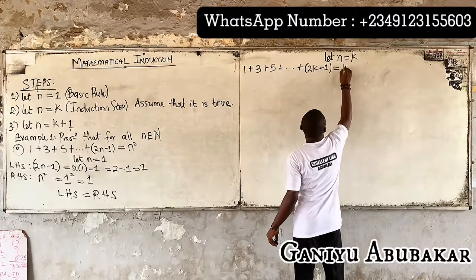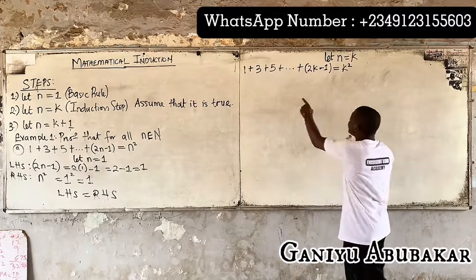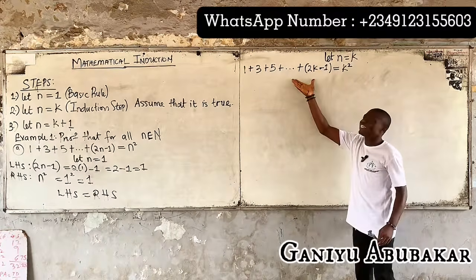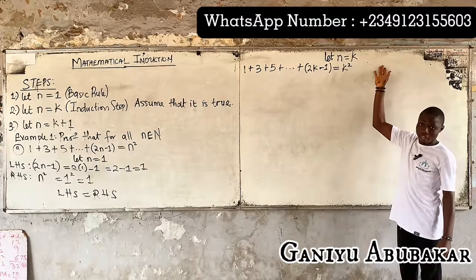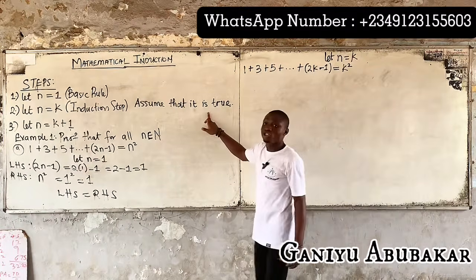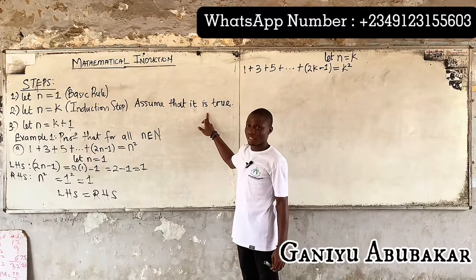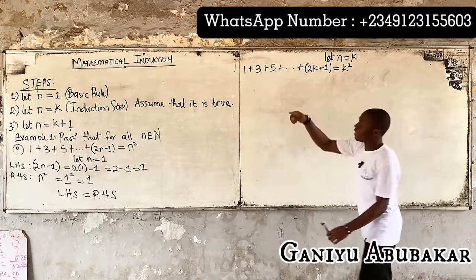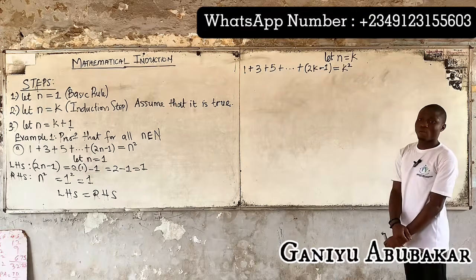Equal to k squared. Observe that the left hand side is not necessarily equal to the right hand side. Are they the same thing? No, but we said assume it to be true. Assumption, please. So I'm done with the first step and second step. Let's look at the third step.